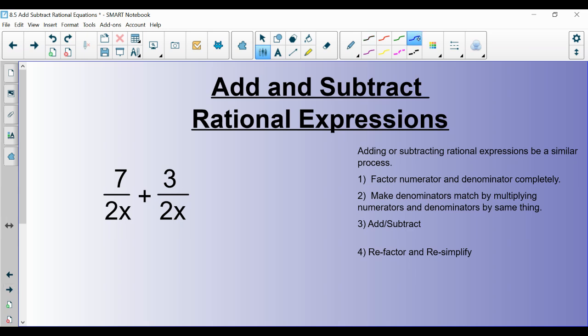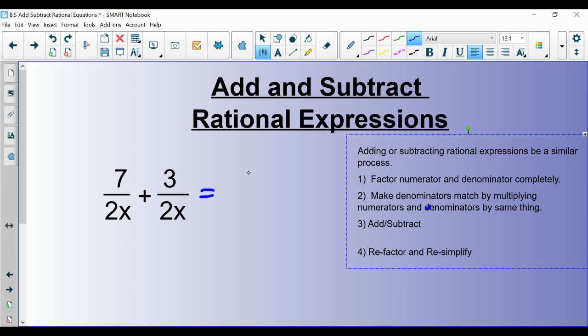Starting with an easy one, we have 7 over 2x plus 3 over 2x. My denominators already match. Nothing can be factored, neither the numerator nor the denominator. I'm going to try to make my denominators match. Well, they already do. So then I'm just going to add the numerators and get 10. And remember, the denominator stays the same, 10 over 2x.